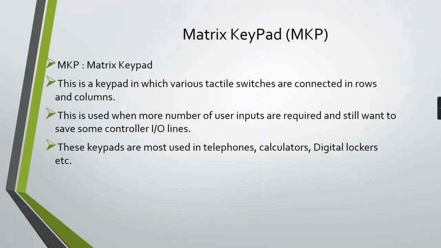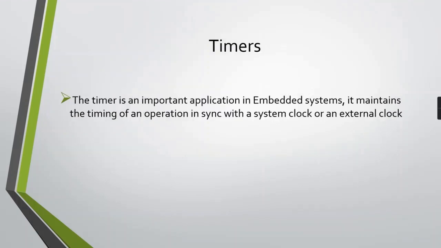Matrix keypad. This is a keypad in which various tactile switches are connected in rows and columns. Mostly we use it when there is a requirement of multiple switches. These types of keypads are mostly used in telephones, calculators, and digital lockers. Timer. Timer is one of the most important applications in embedded systems. It maintains the timing of an operation in sync with the system clock or an external clock.